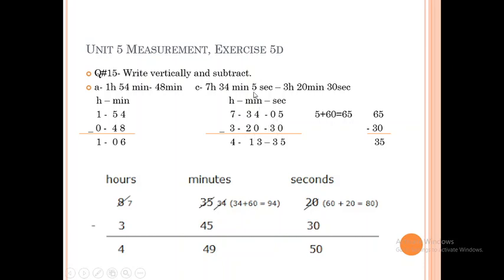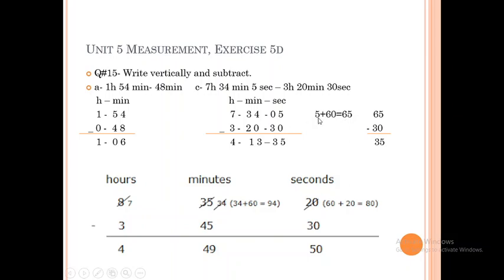Now first thing to notice here, that 5 second you have to write 05 because only one digit is present in the column of second. Now when you are going to start subtraction, 30 second minus 5 second is not possible. You have to borrow from the column of minute. When you take 1 minute from here, it means you are adding 60 seconds with 5.